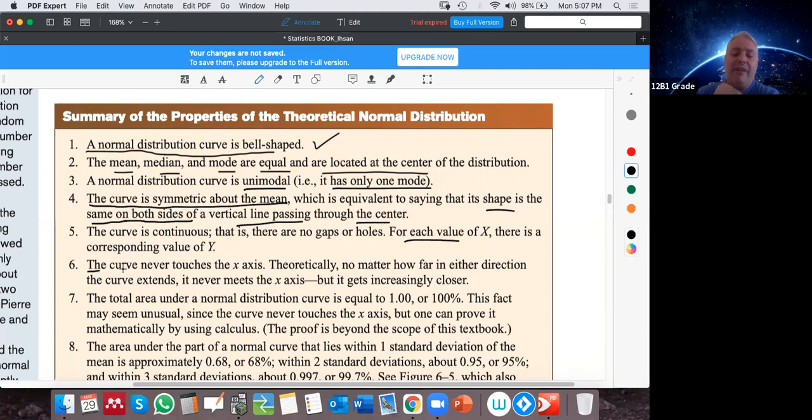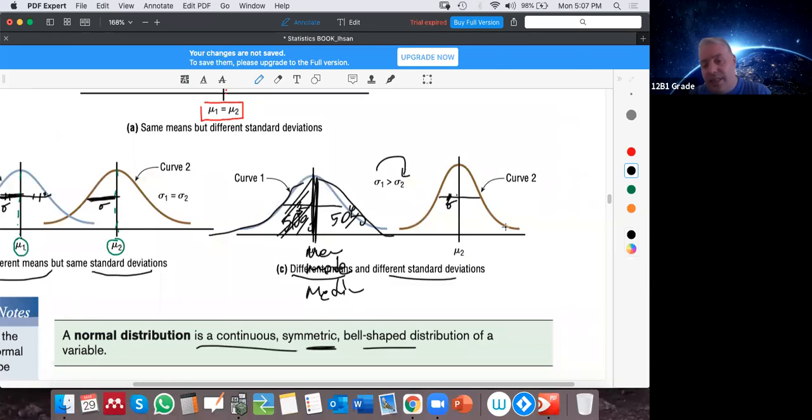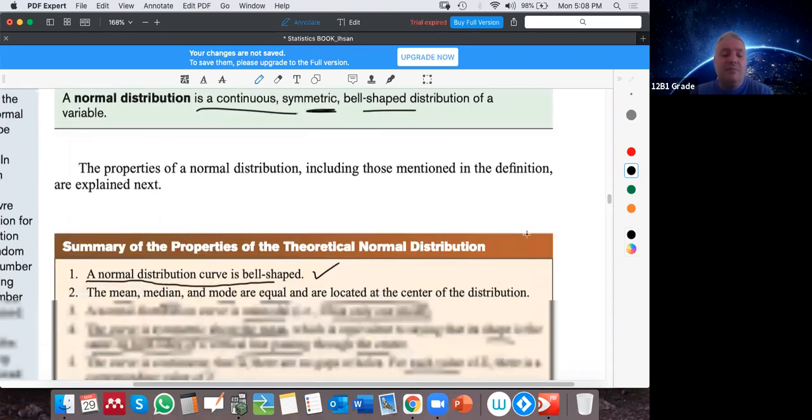The curve never touches the x-axis. Theoretically, no matter how far in either direction the curve extends, it never meets the x-axis. I mean, here it's getting smaller and smaller, very, very close to the x-axis from right and left, but it never touches it, okay? There is always a difference between this curve and the x-axis. This difference could be a very small number, but a difference is a difference.